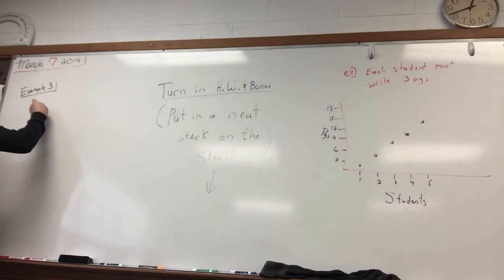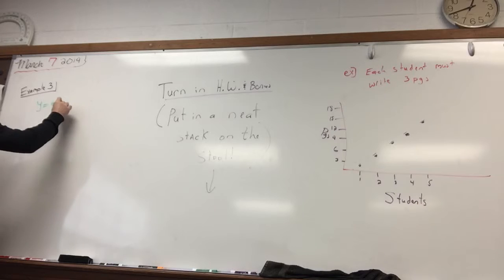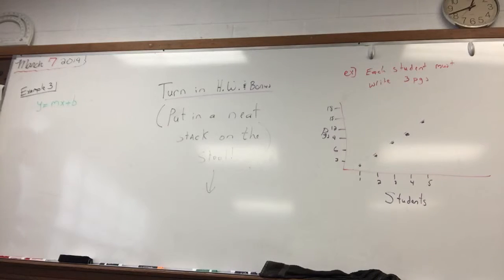Y equals mx plus b. Very good. This is slope-intercept form. So to write this equation, what two things do we need? Say it. M, which is my constant, the constant of change. And my b, which is what? I heard it. The starting point.